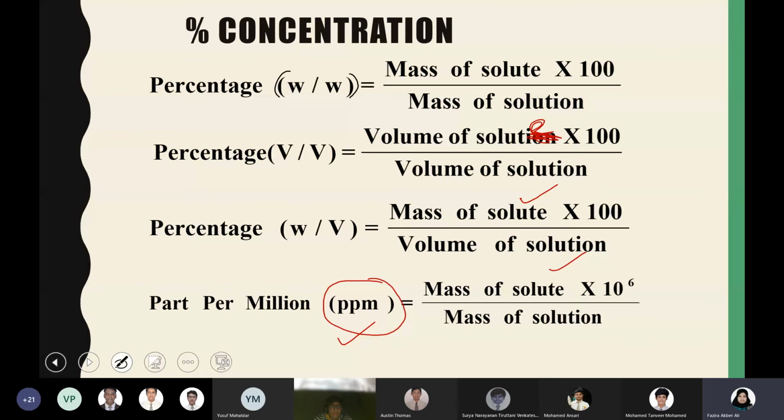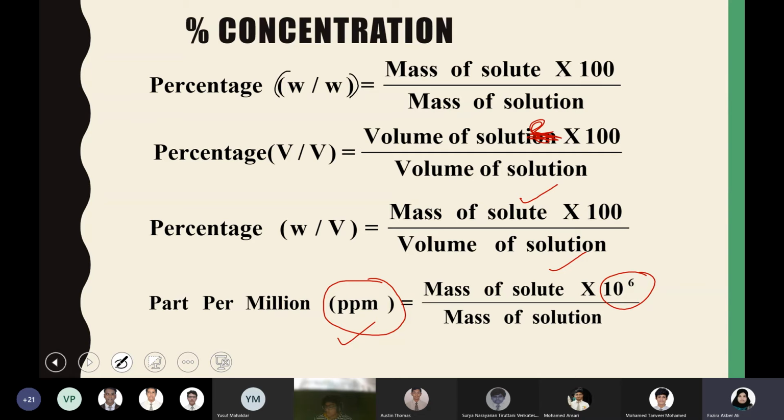That is, instead of percent, it is per million, that is 10 raised to 6. So you can see it is mass of solute divided by mass of solution, multiplied by a million, that is 10 raised to 6. All these things have been discussed in grade 11 in detail along with the equation, and we have done the numericals based on it.